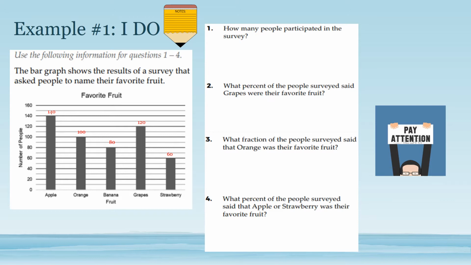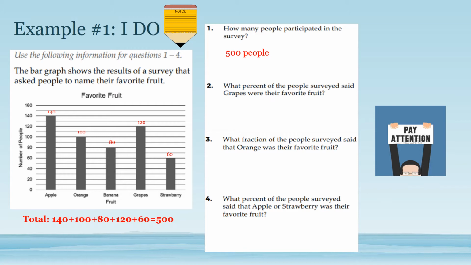When we annotate our graph, we want to make sure we find the total. How many people participated in this survey? We will add all of our numbers together, or our frequencies together, which means a total of 500 people were surveyed in this problem.